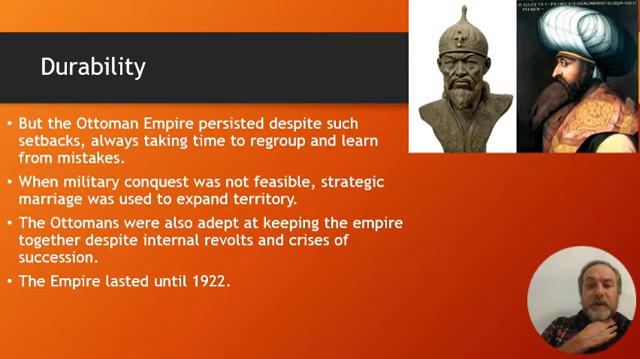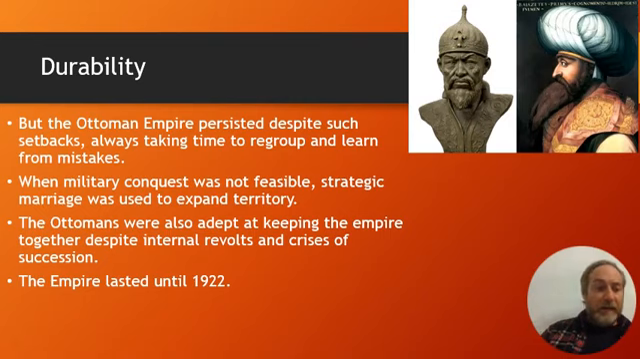So there were setbacks, but the Ottoman Empire did persist. They regrouped and always learned from their mistakes. Part of the way that they managed to persist was to use strategies other than military conquest. If you're outmanned or outmaneuvered, strategic marriage is always another useful way to expand territory. And the Ottomans also used various strategies that we'll see later at keeping the empire together, despite internal revolts, crises of succession, and so on.